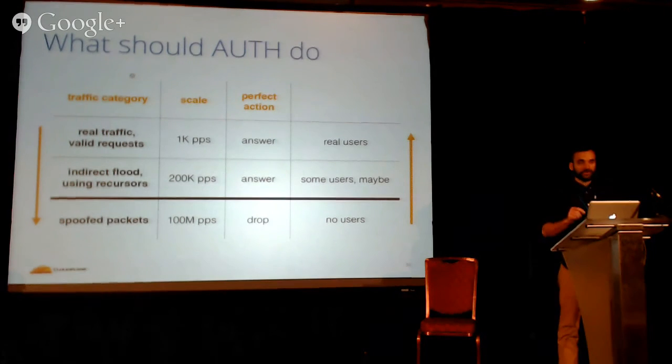And the important bit is that the number of users affected by dropping on each layer is inversely proportional to the size of the flood. So the real traffic is really tiny and affects every real user. On the other hand, the spoof traffic is gigantic and it affects exactly no one, because it's not real requests. So the whole magic is to draw this line and be able to drop things as close to this high volume of spoof packets as possible, while not upsetting the real traffic and maybe even the indirect recursors.